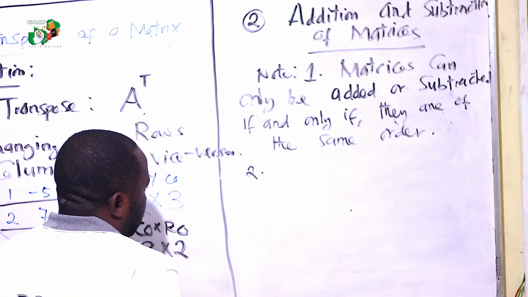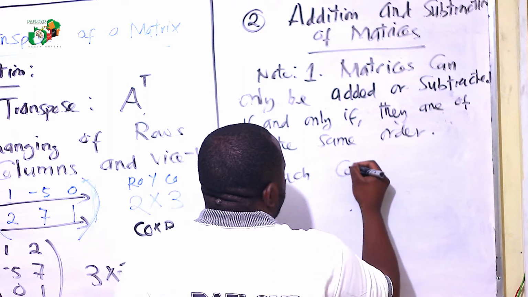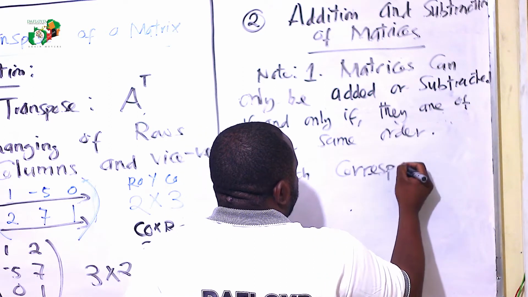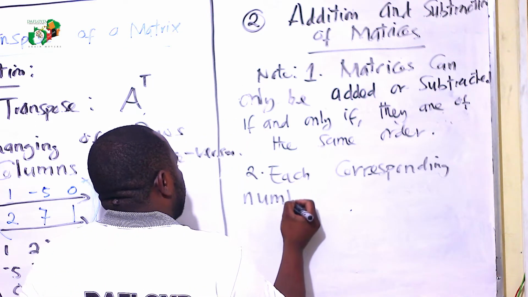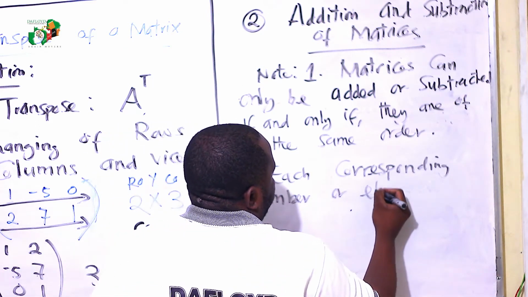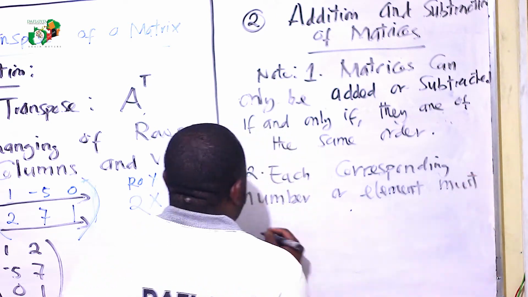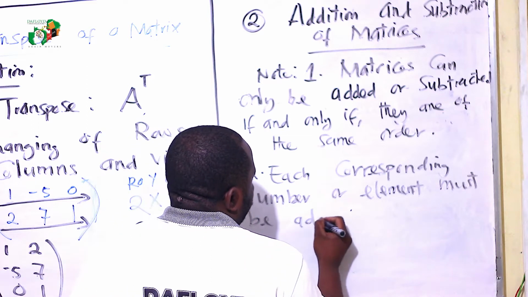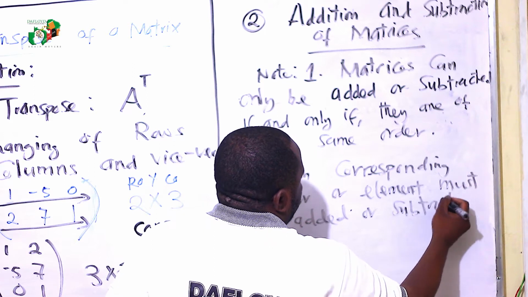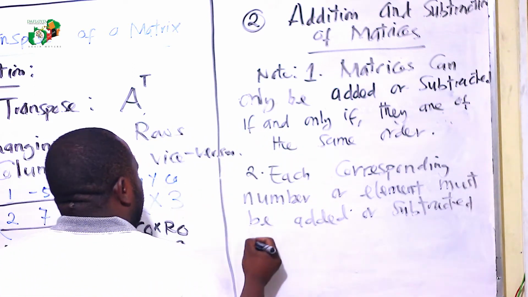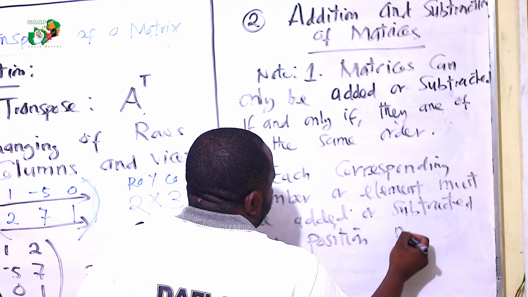Point number two: each corresponding number or element must be added or subtracted, and position maintained.